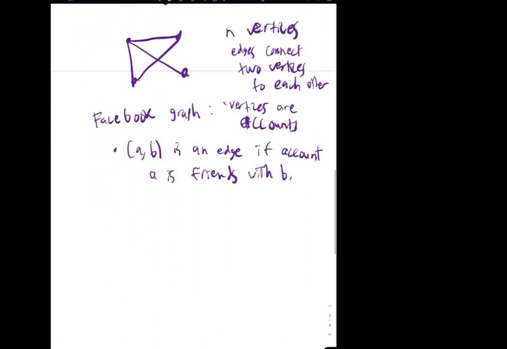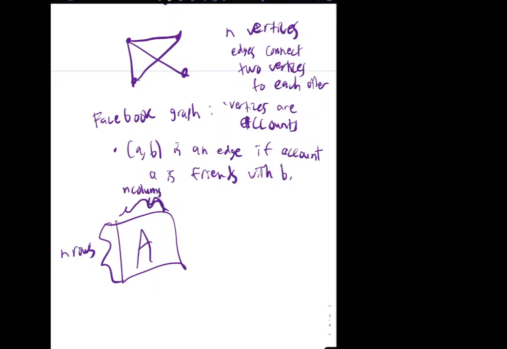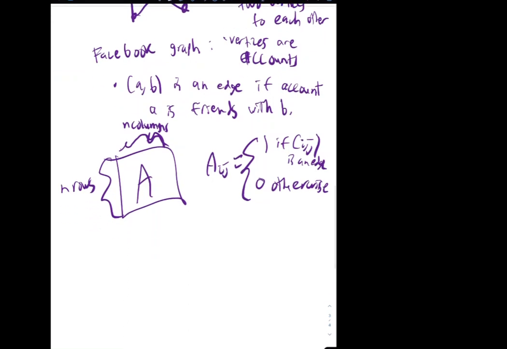Okay. And with an adjacency matrix of a graph, there's one row per vertex and one column per vertex. And A_ij is 1 if i is connected to j by an edge in the graph, and 0 otherwise. So, there is an entry of A for every possible edge that might be in the graph, and that entry is 1 if the edge is actually in the graph and 0 otherwise.